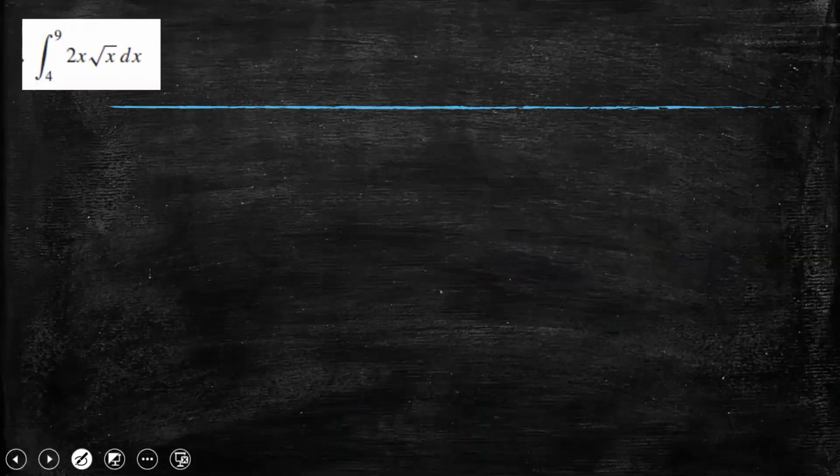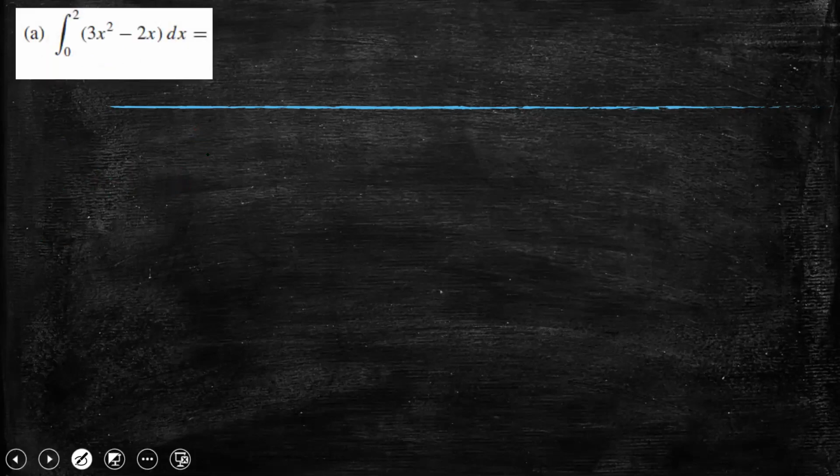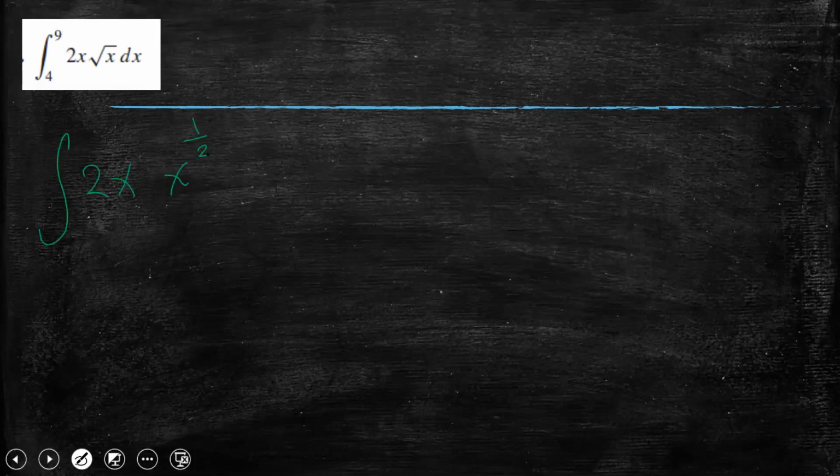Integration of 2x square root of x from 4 to 9. Here we have 2x and the square root of x. I write it as x to the power half, from 4 to 9. So then 2x times x to the power half, I have to add the exponents, as x to the power 3 over 2.